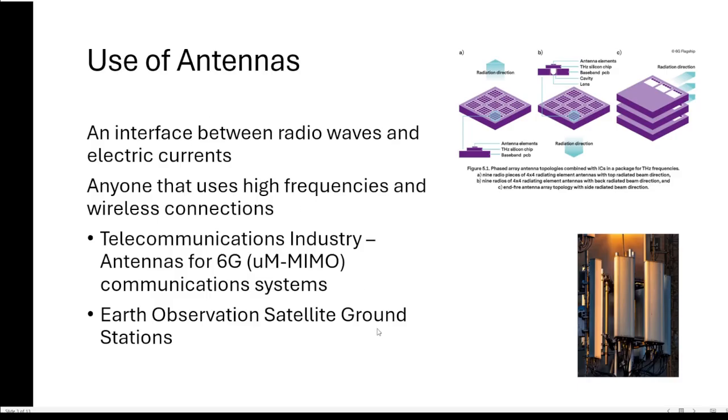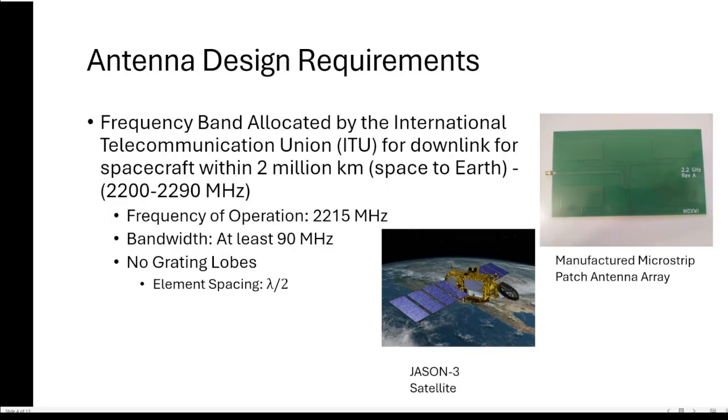and many other users. So for this specific antenna, we wanted to design it to receive the ITU frequency band of 2200 to 2290 megahertz, with a frequency of operation of 2250 megahertz, with a bandwidth of at least 90 megahertz with no grating lobes, so that we could receive the Jason-3 satellite. And Jason-3 is a very useful altimetry science mission that allows better understanding of science models for forecasting.